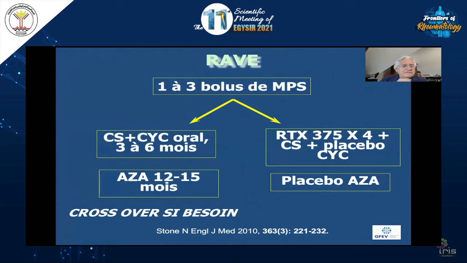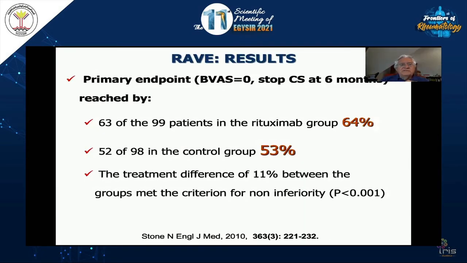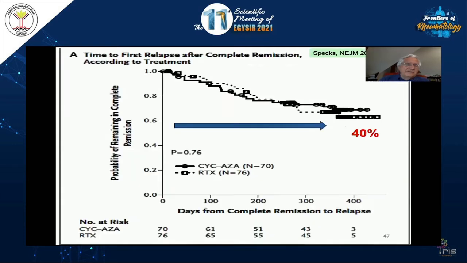Now, I would like to comment on the RAVE study. It is a very good study. After 1 to 3 pulses of methylprednisolone, patients were treated in one arm with conventional treatment, oral cyclophosphamide or steroids, followed by azathioprine, and in the other group, rituximab, 4 infusions and nothing after except a placebo. The first analysis was made at 6 months. At 6 months, the primary endpoint, which was a BVAS of 0 and stopping corticosteroid, was reached by more than half of the patients. And it is a non-inferiority of rituximab to cyclophosphamide.